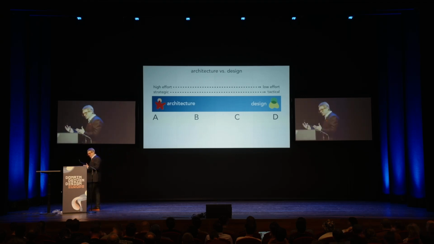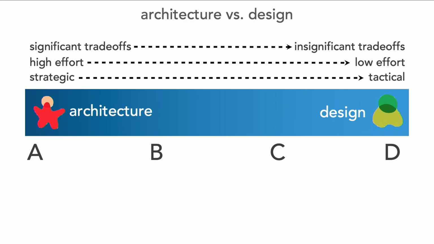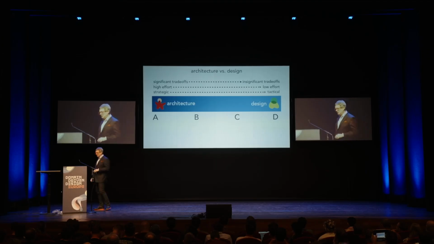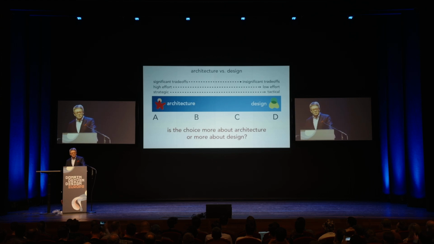So architecture versus design. And then finally, architecture decisions are ones that have significant trade-offs associated with them. And design, well, I don't want to say insignificant, but less significant trade-offs are associated with tactical or design kinds of decisions. And so one of the things you have to decide as an architect is: is it more about architecture or design? So we're considering using microservices for the new system.